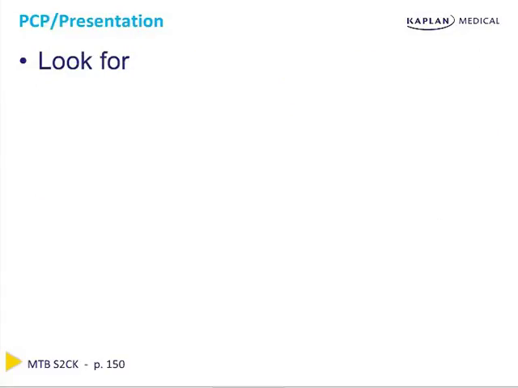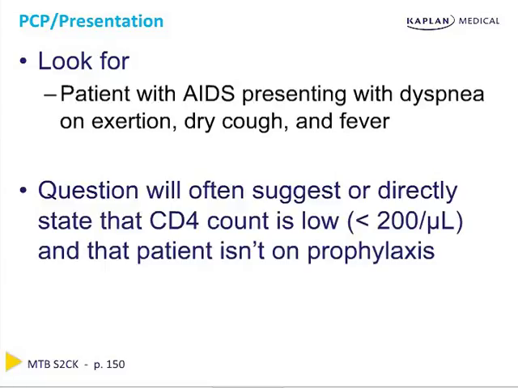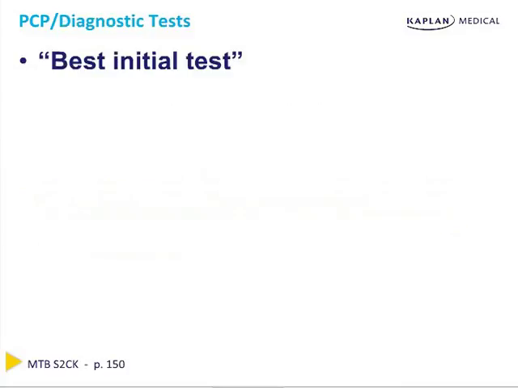The clinical presentation is usually not very subtle. You're going to see a patient presenting with severe dyspnea on exertion, usually a dry, non-productive cough, but a cough that is quite severe, as well as high fevers. The question on Step 2 will often suggest or directly state that the CD4 count is low and that the patient is not on PCP prophylaxis.